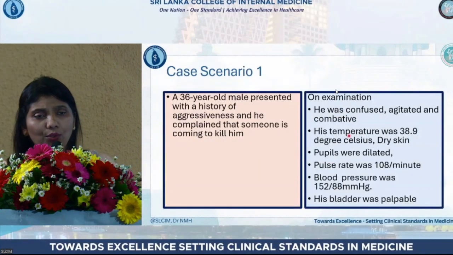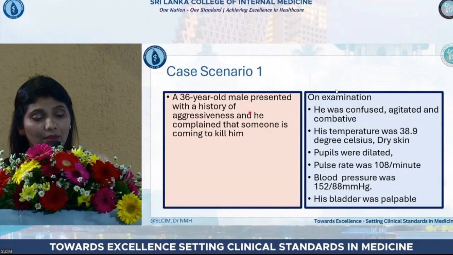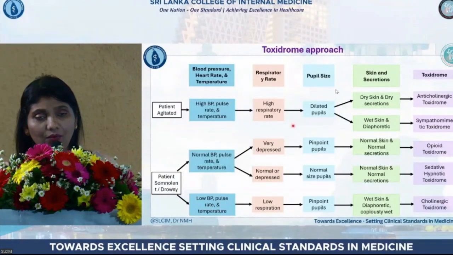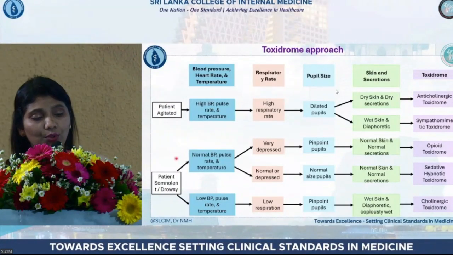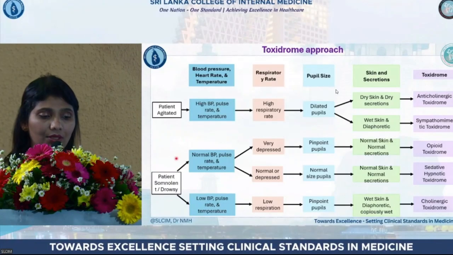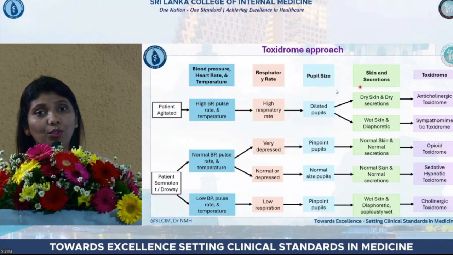So moving back to our patient, now see the patient's vitals, the pupil size, the secretions. So have a note on all these things. Then we'll move on to this pathway. This is a very easy clinical pathway that you can apply to all the patients. Now if the patient is agitated, such as in the case of our patient, then this is the pathway you have to take.